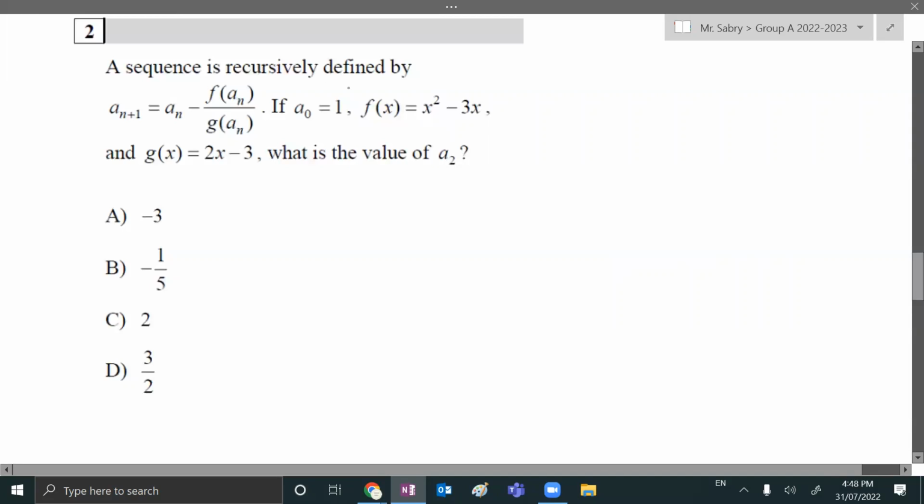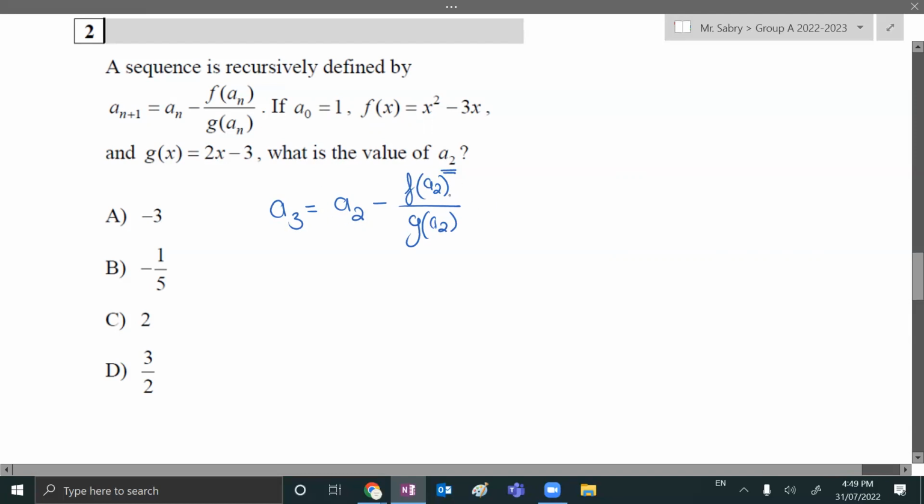Moving on to this, a sequence is recursively defined by this: a0 equals 1, and you're given f of x and g of x, which are those two, f of a_n and g of a_n. You're asked to find a2. Okay, look at this one. If I put n with 2, this means a3 will be equal to a2 minus f of a2 over g of a2. But then I don't have any of those things. I don't have the value of a2.